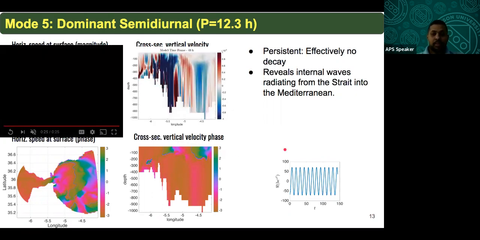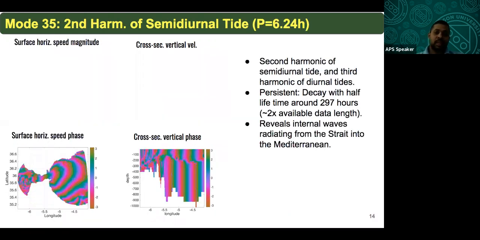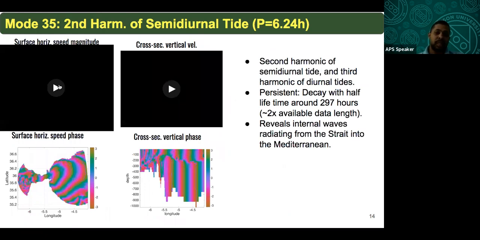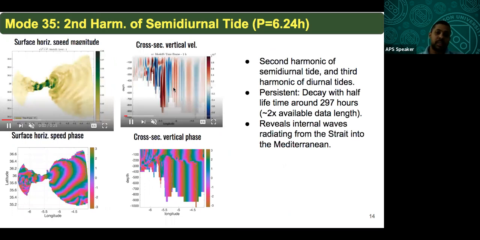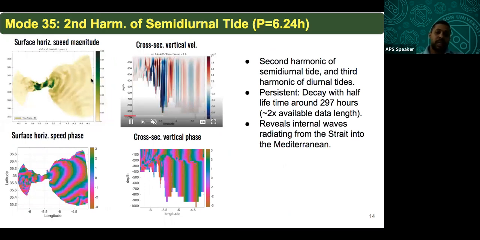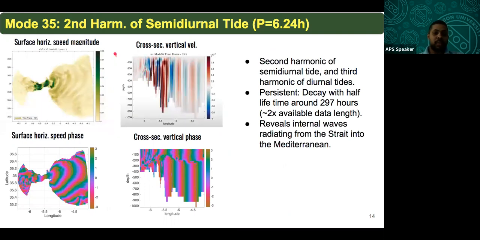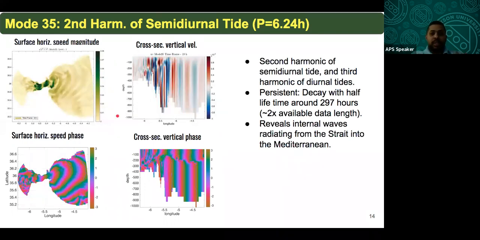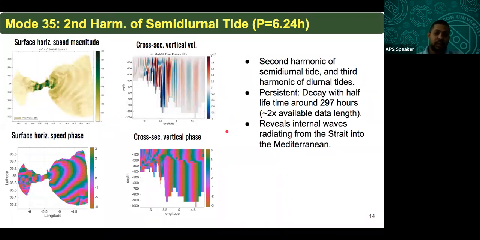Next, let's move on to the second harmonic of that semi-diurnal mode, which gives further detail about the internal waves. We can clearly see the wave packets in this mode. This is also a persistent mode, and if you look at the phase of this mode, we can clearly see those wave packets.